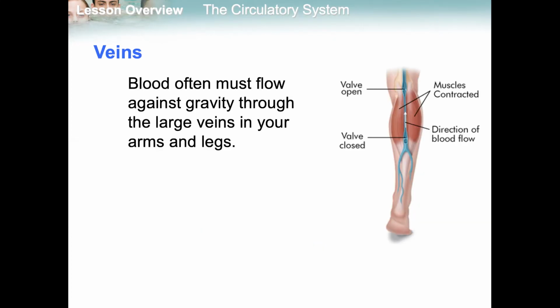So blood often has to flow against gravity through the large veins in your arms and legs. Veins are the ones that you usually see right in your forearms, and you can see it right here in the leg part. Whenever you're feeling faint or your blood pressure drops, they usually have you lay down on your back with your legs up. And the reason they do that is to allow the blood to flow with gravity.